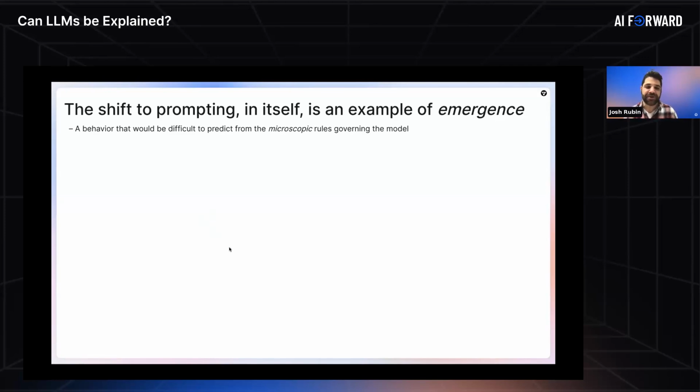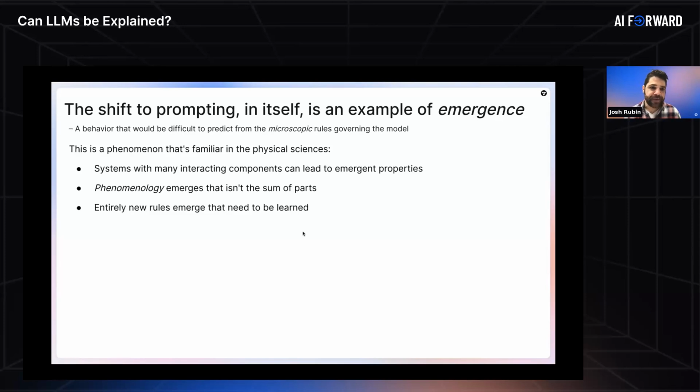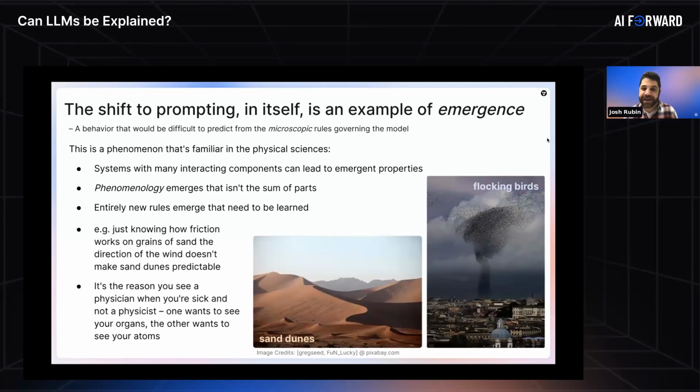That's the traditional motif. And I used to be a physicist, so you have to bear with me, this is my one self-indulgent slide on physics. This is a phenomenon that we're actually pretty familiar with in the physical sciences. Systems with many interacting components lead to emergent properties. There's this phenomenology that emerges that isn't just naively the sum of the parts. And we need to study that and learn it in order to be able to do useful things with these systems. Examples of this might be things like sand dunes or flocking birds.